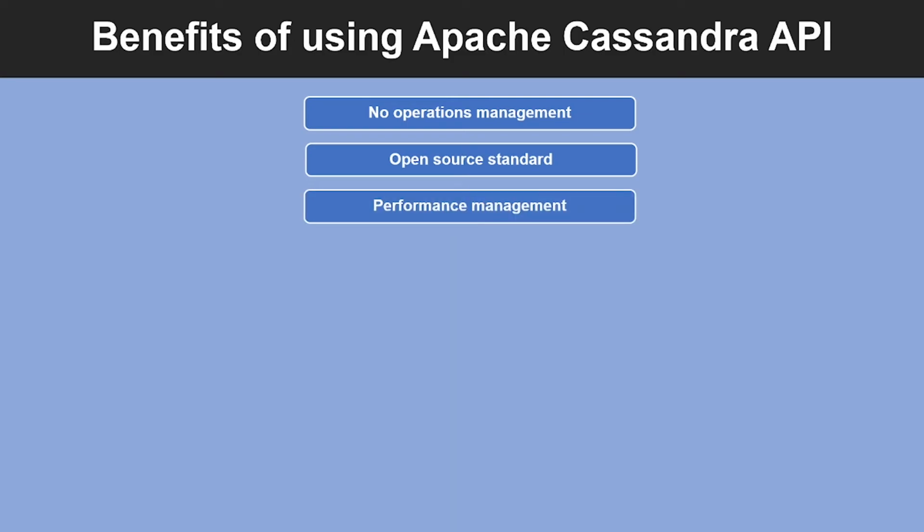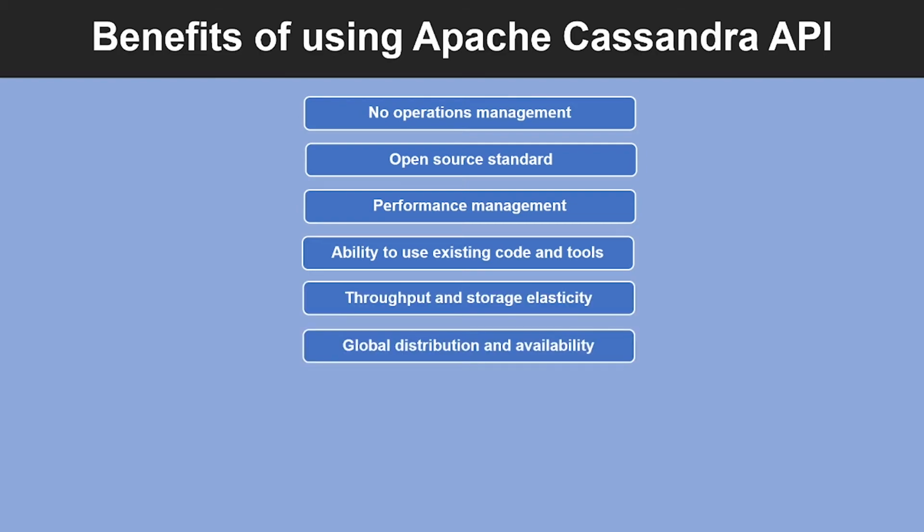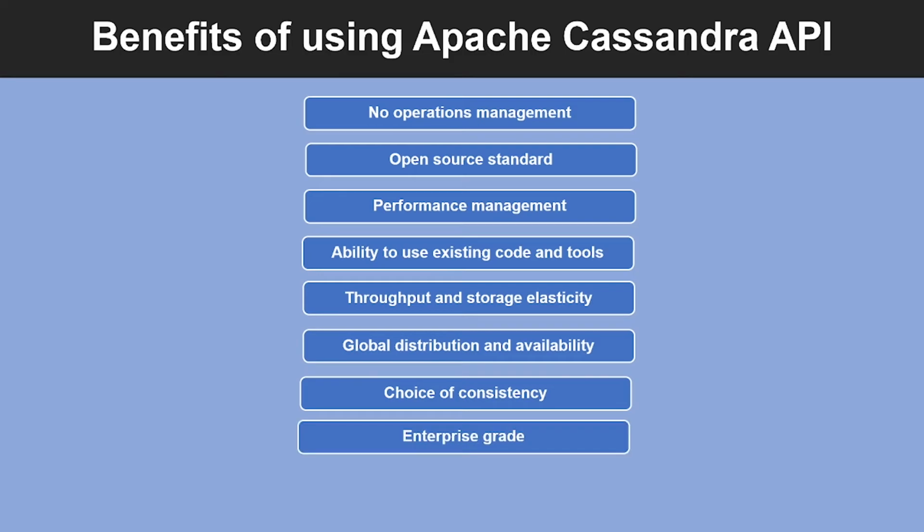Another benefit is performance management. Azure Cosmos DB provides guaranteed low latency reads and writes at the 99th percentile, backed up by SLAs. The next benefit is the ability to use existing code and tools. This is compatible with existing Cassandra SDKs and tools. A few other benefits include throughput and storage elasticity, global distribution and availability, choice of consistency, enterprise grade, and event sourcing.